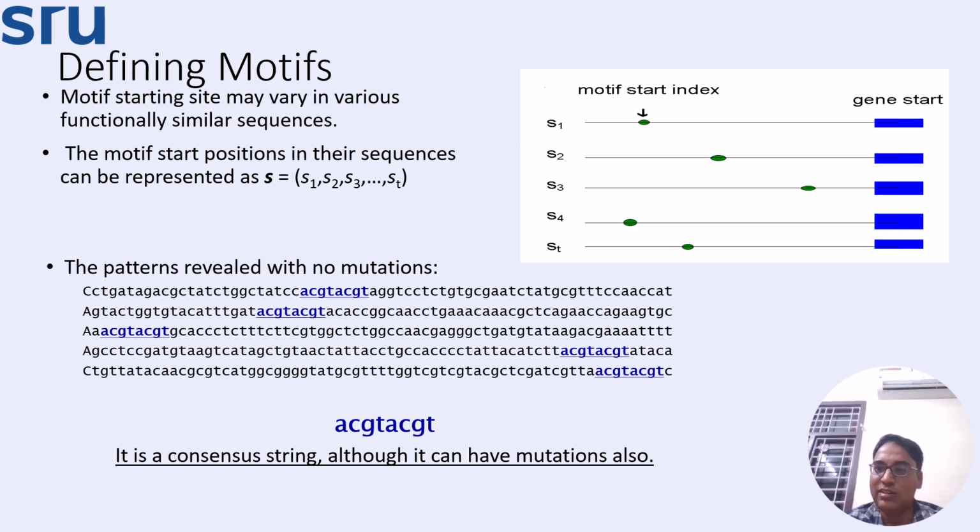See, the motif starts here, the gene starts. We can find it. We normally find it as a consensus string, although it can have mutations. Means out of 6 bases, at one position it may be A or T. Others are the same, similar conserved bases, but at one position it may be A or T.